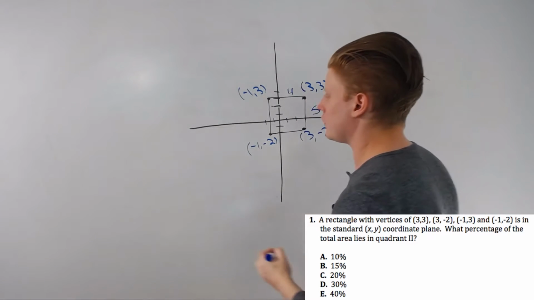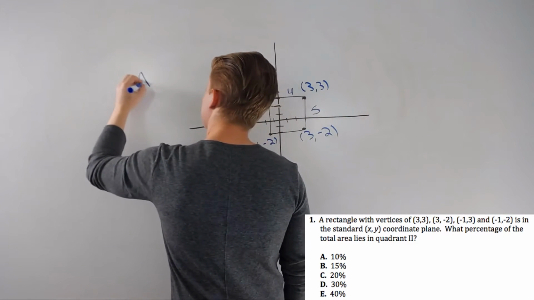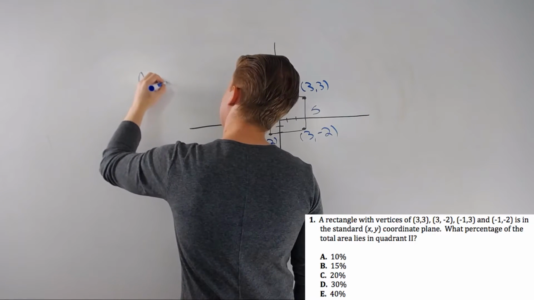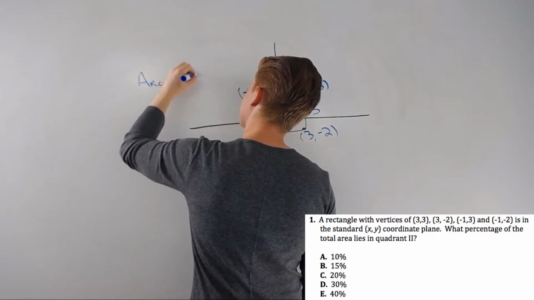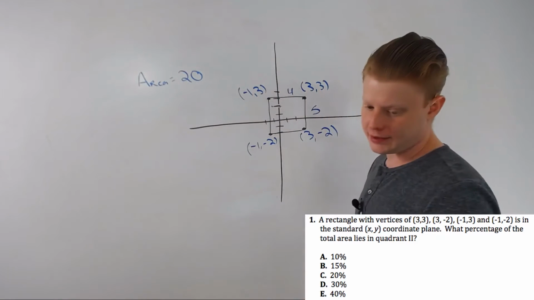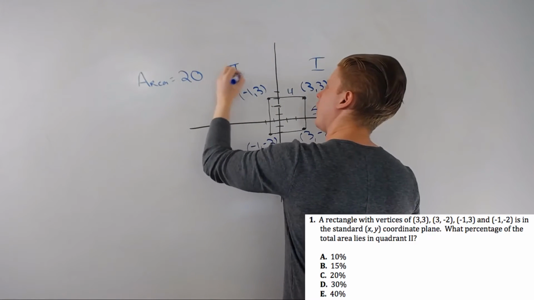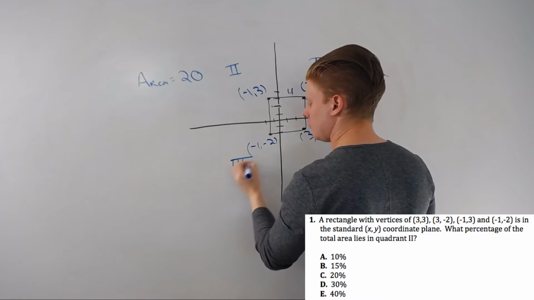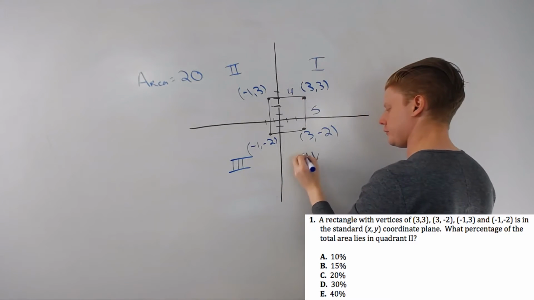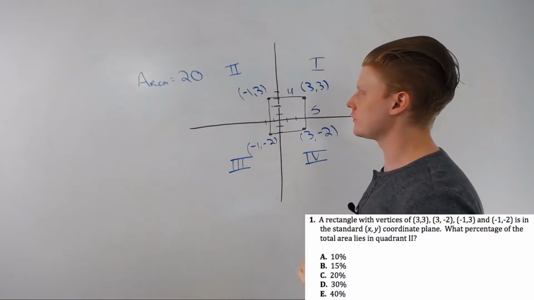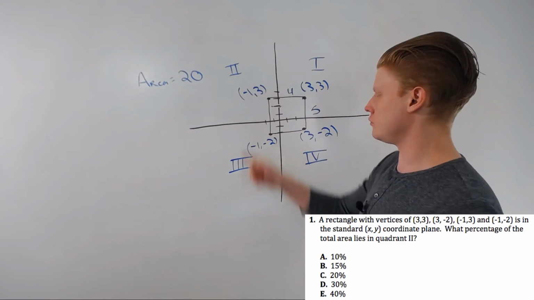Okay. So our area of our total rectangle, pretty close to a square, is 20, right? 4 times 5, length times width, is 20. Now let's label our quadrants. And remember, they go counterclockwise. Check out the stuff on quadrants if you want a refresher on that, especially when it comes to reflections and rotating things. 1, 2, 3, 4.